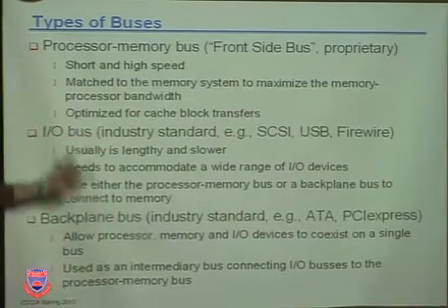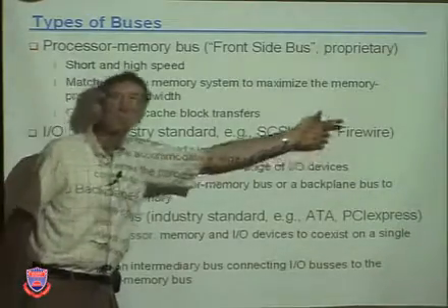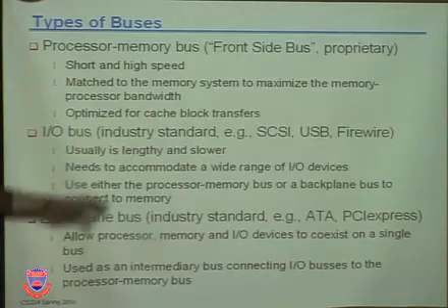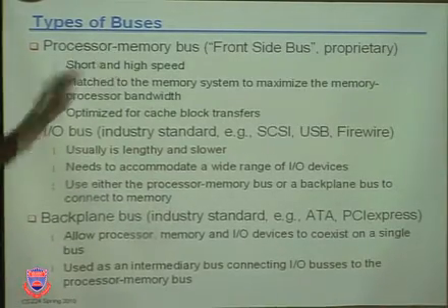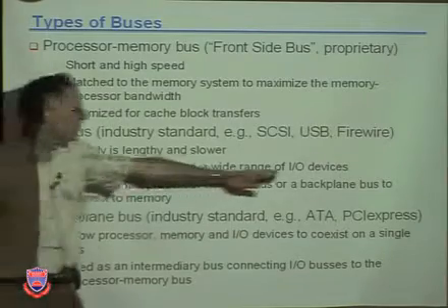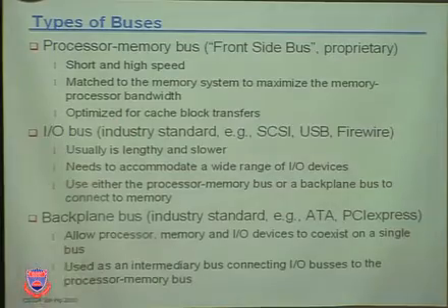Okay, then the I/O buses, which are industry standard. You've heard of a few of these: SCSI, USB, FireWire, etc. These are standard industry buses. Usually they're longer, they run slower. You wouldn't use them for processor memory, you'd use them for I/O. They accommodate a wide range of I/O devices. All kinds of things can be USB and SCSI and FireWire.